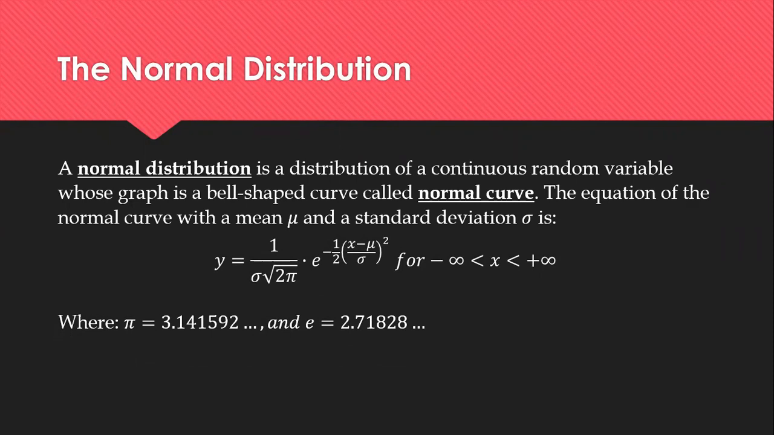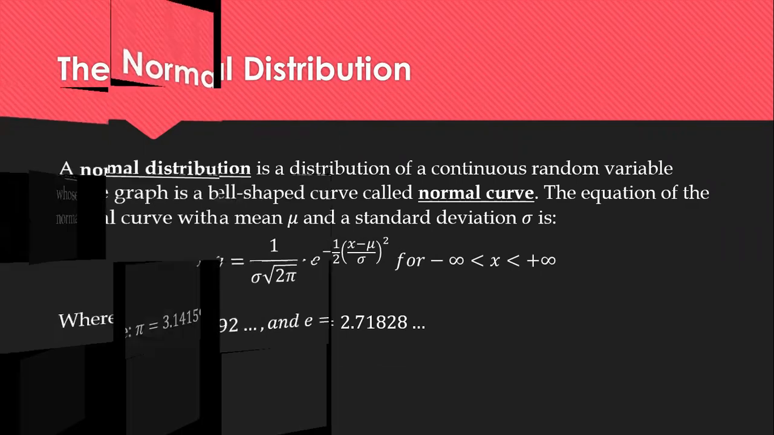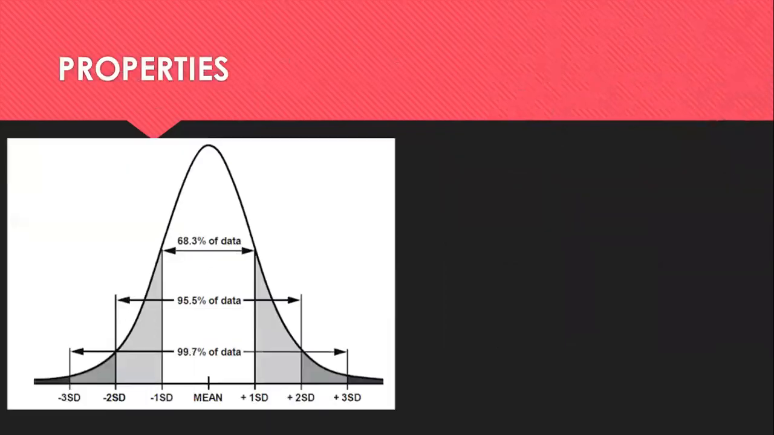Now, what are the properties of the normal distribution, and what is the representation of the normal distribution? Okay, so let's find out. The properties of the normal distribution are listed below. But first, let's be acquainted with how the normal distribution curve looks. Now, this is the graph of the usual normal curve.